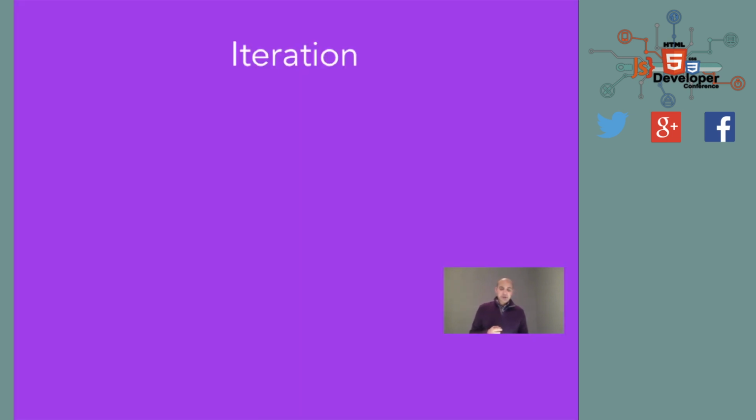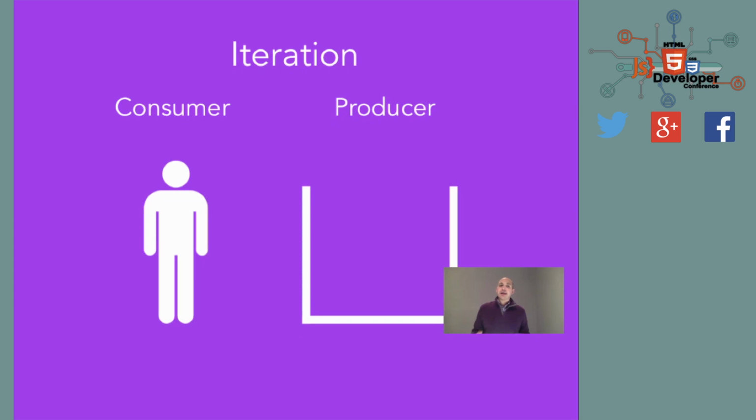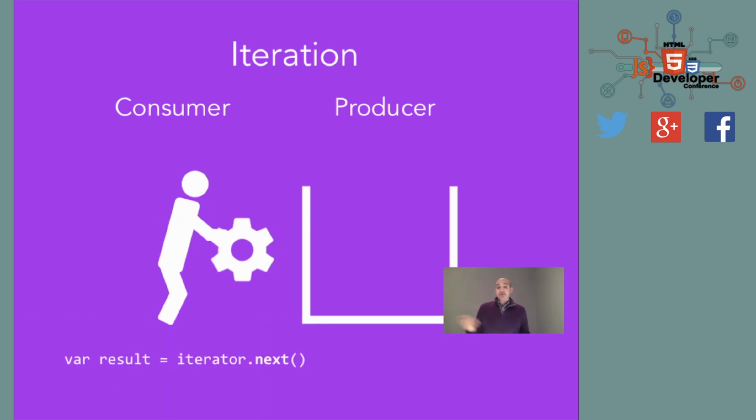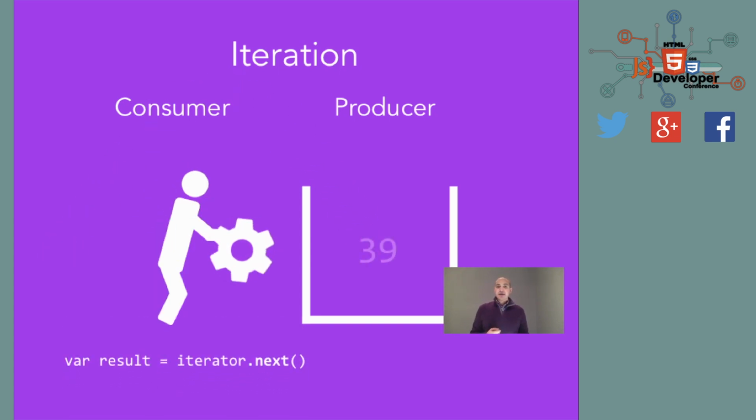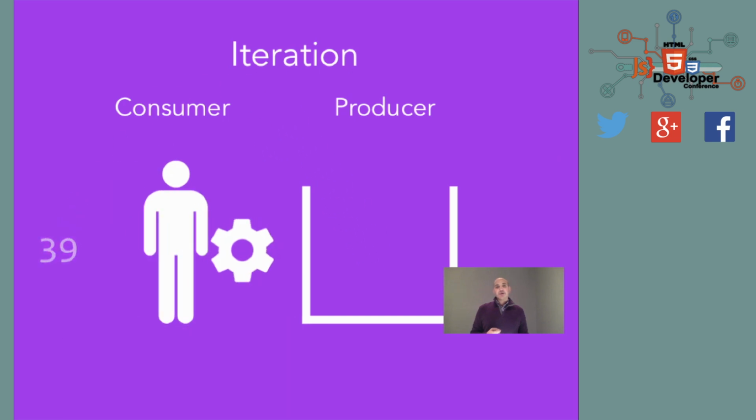So the way iteration works is it's really a pattern that allows a consumer to pull values out of a producer one item at a time. So let's take a look at what that looks like. First, the consumer requests an iterator from the producer. In the previous example, that was just our function. We just called the function and got out an iterator. And then the consumer, at its leisure, calls next, pulls the next value out of the producer. And we just keep doing that until we get an explicit signal that we're done.